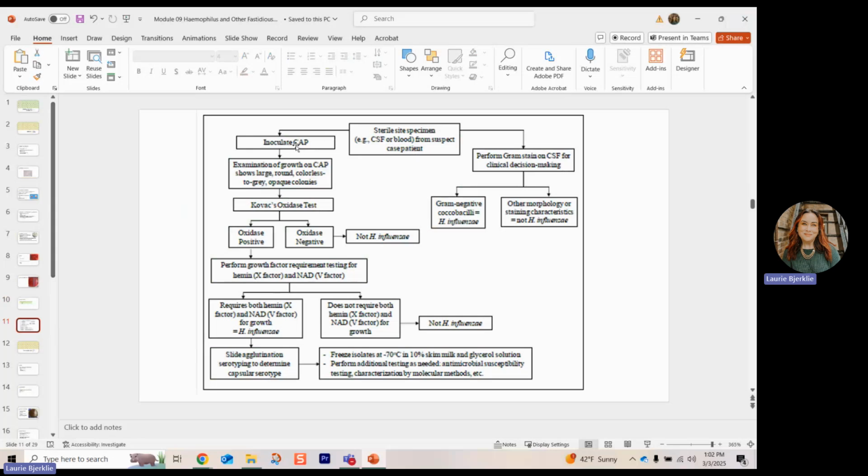So you want to inoculate a chocolate agar plate. CAP stands for chocolate agar plate. Anytime you think there might be Haemophilus present, always set up a chocolate agar because, again, it loves the chocolate agar. It will give them what it needs. And then you always Gram stain it.